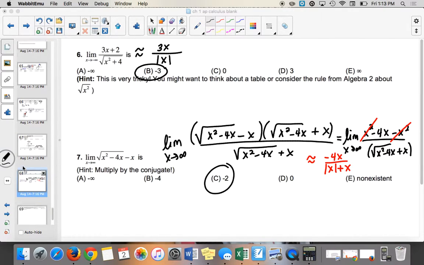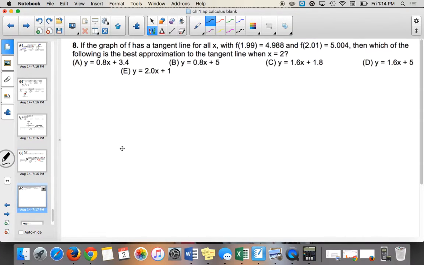All right, and then the last multiple choice. It says if the graph of f has a tangent line for all x, and we have 2 points, f of 1.99 equals 4.988, and f of 2.01 equals 5.004, then which of the following is the best approximation to the tangent line when x is equal to 2? All right, so if I'm approximating the tangent line, I need a point and the slope. So if x is equal to 2, what do you think the y value is? 5. It's 5, yeah. We're going to use 5. And how do I find the slope?